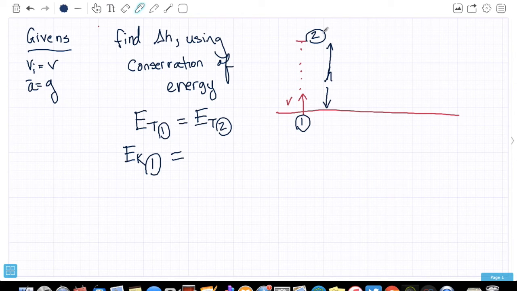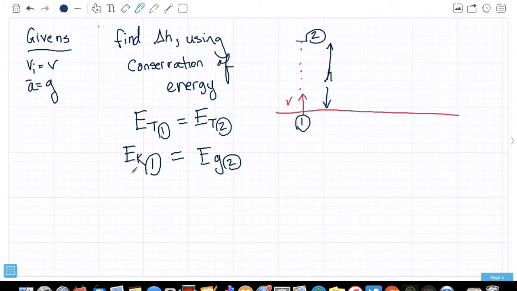Position 2, because this thing is at its maximum height, it has come to a stop momentarily before it starts falling back down. So therefore its Ek, its kinetic energy, is 0. So it only has potential energy, specifically potential gravitational energy.